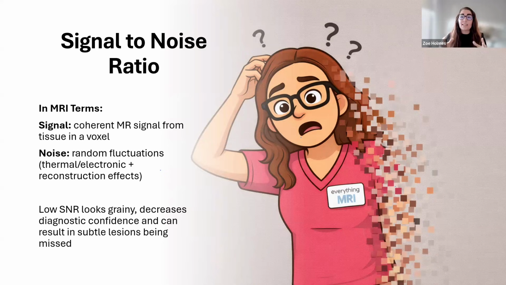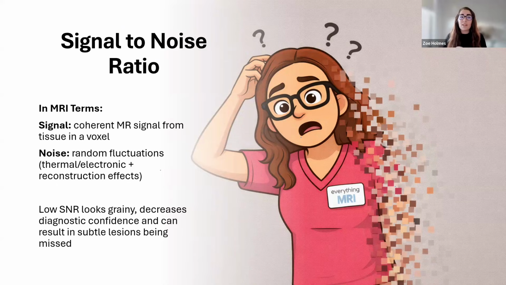So in a clinical sense, lower SNR makes pathology harder to see, because lesion conspicuity depends on the difference between two tissues relative to the noise floor. Even if contrast is present, high noise can mask subtle differences. So that's why the image can be non-diagnostic, even if the sequence has the right contrast.